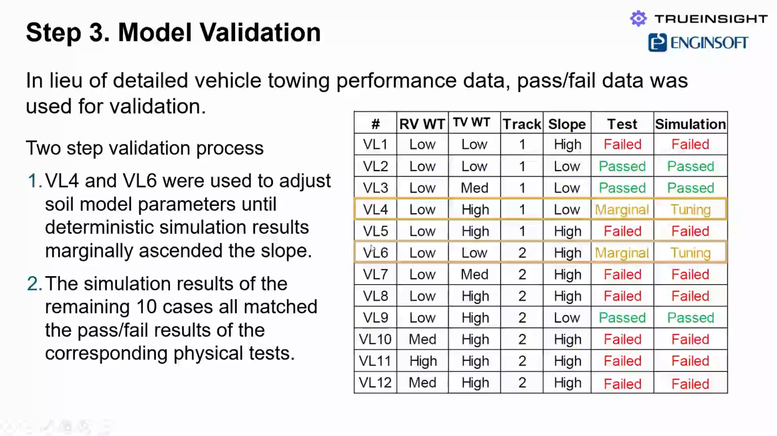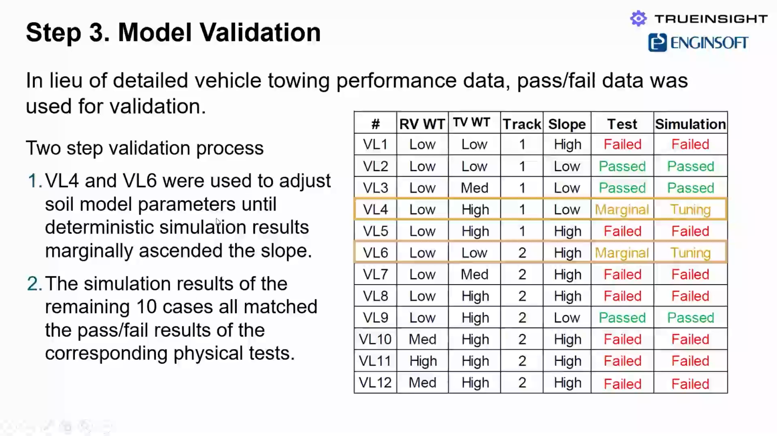So we used those two cases to get everything tuned. We adjusted the soil model parameters until we also had a situation where the recovery vehicle was able to pull the other vehicle up the slope, but just barely. We did that for each track type. That's why we picked VL4 and VL6: they were two different track types, and both were a marginal success. So we used those runs for tuning.